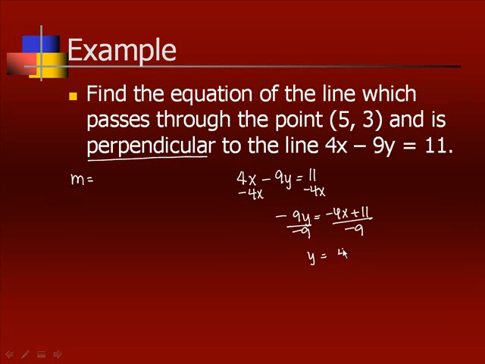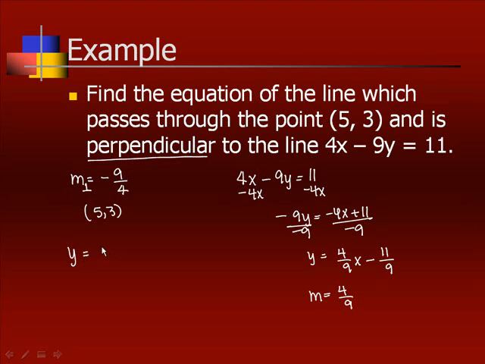Y equals 4/9x plus a negative 11 ninths. I'm just going to call that minus 11 ninths. So the slope of this line is 4 ninths. Now, because it's perpendicular, we're going to use a slope of negative 9/4. And we're going to use the point (5, 3).